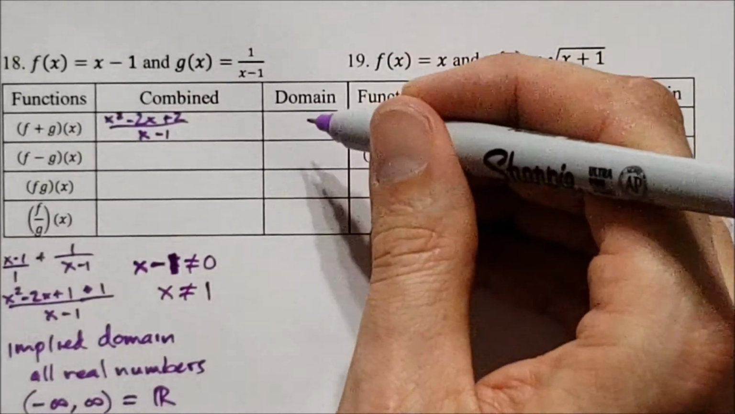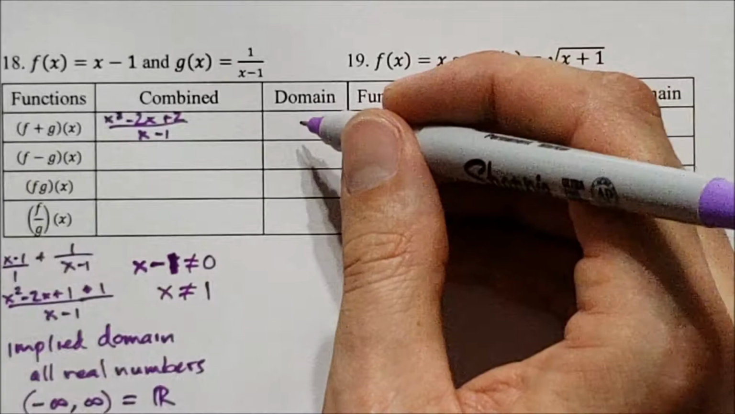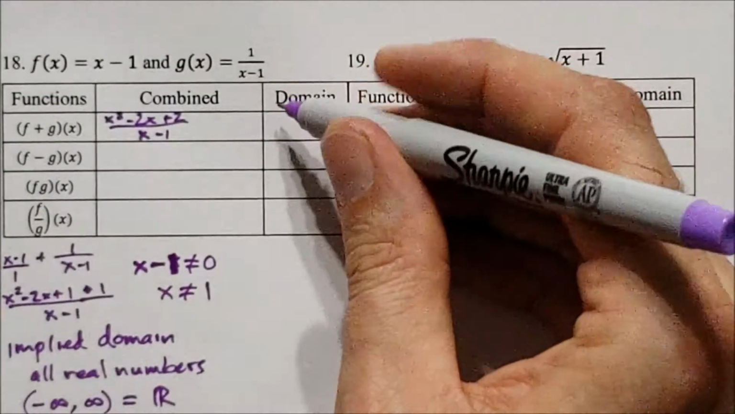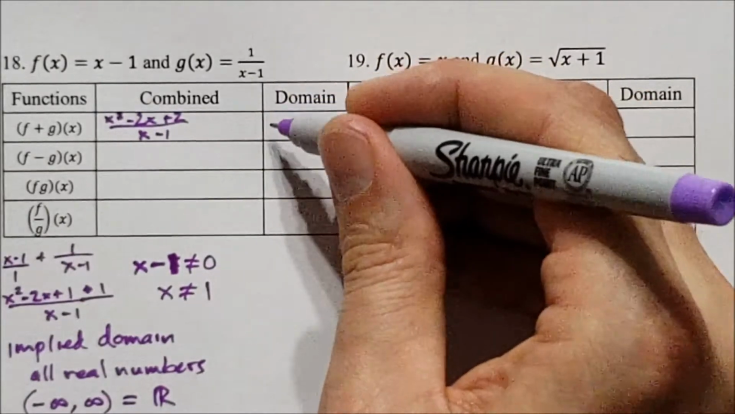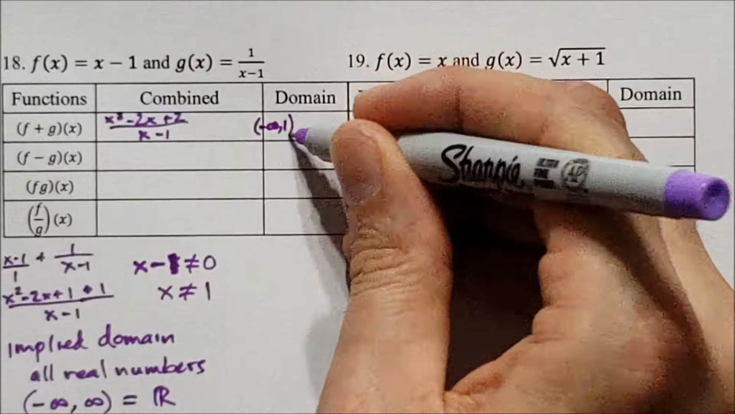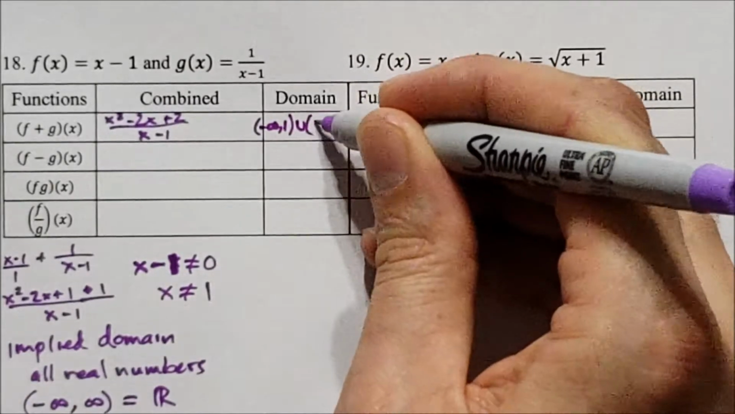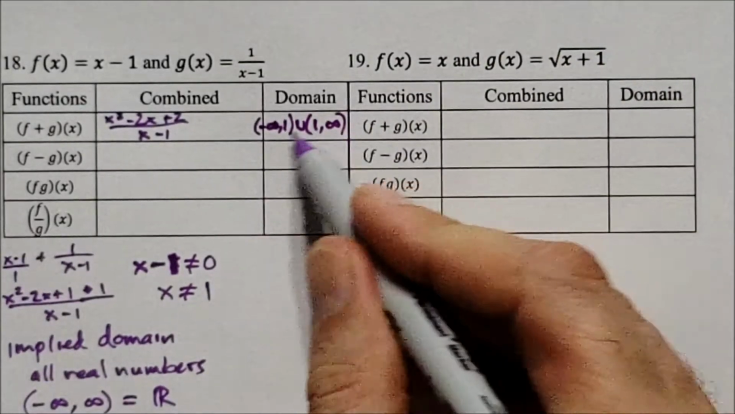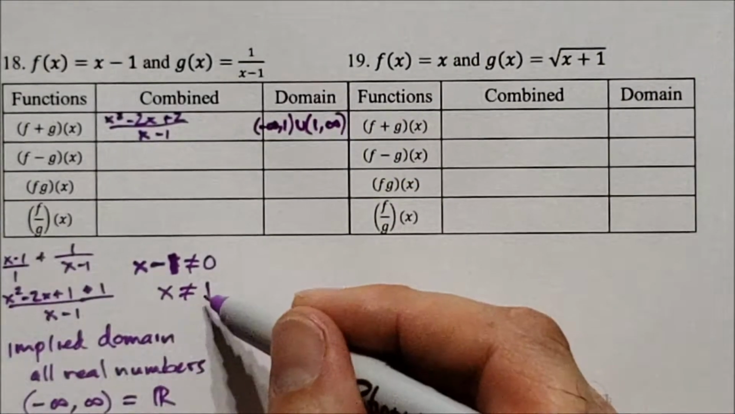Now for the domain here, we can write it a few different ways. We can just write x cannot be equal to 1, or we can use an interval notation that would state that the domain is negative infinity to 1 union with 1 to positive infinity. That's a longer way of writing x cannot be equal to 1.